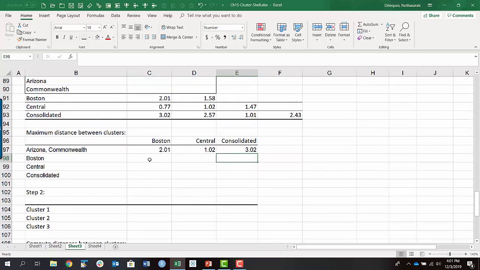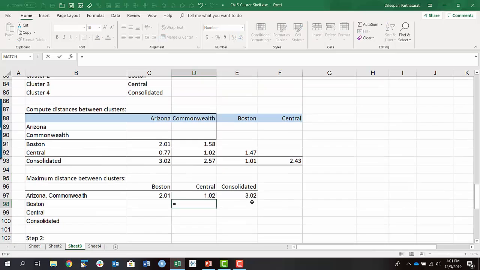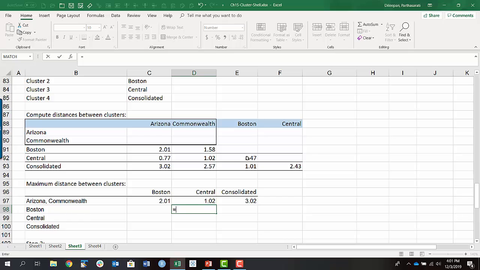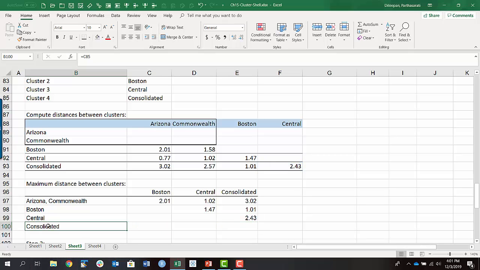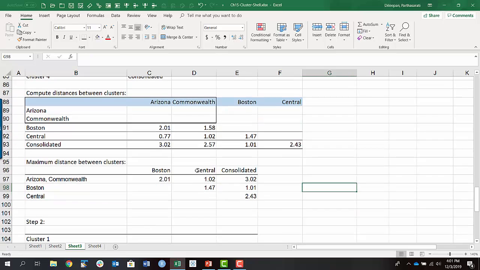And then we need Boston to Central, so that would be a single observation on both sides. And then we need Boston to Consolidated. Okay, and then we need Central to Consolidated. Okay, so we don't need this. Now we have assembled the maximum linkage distances, right?